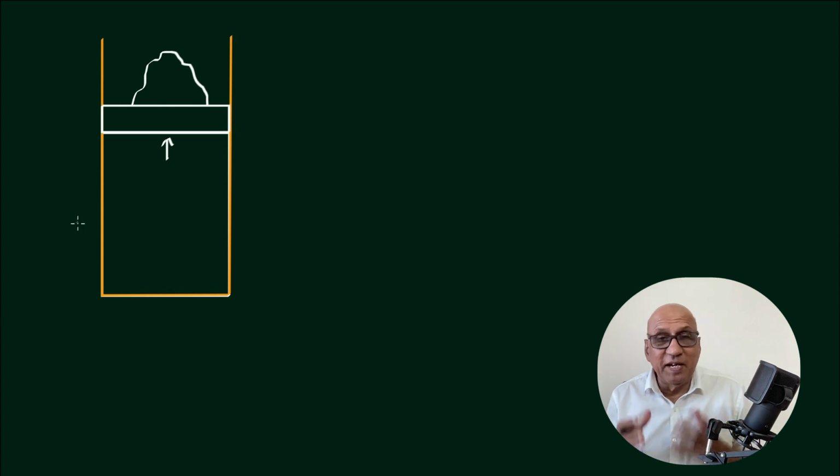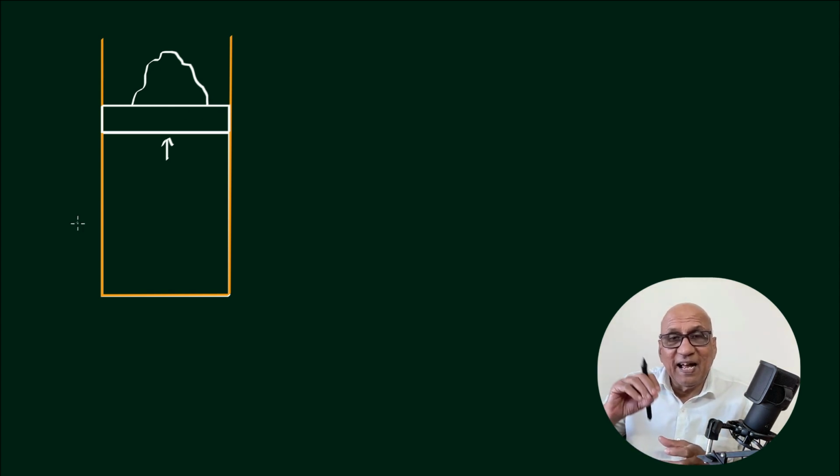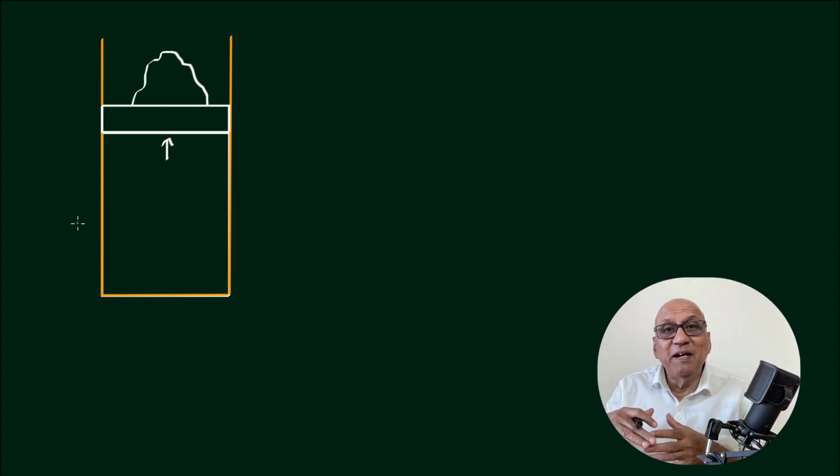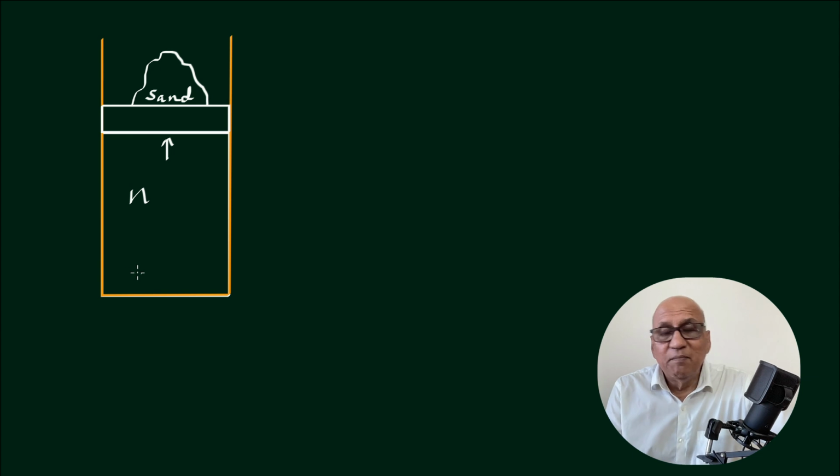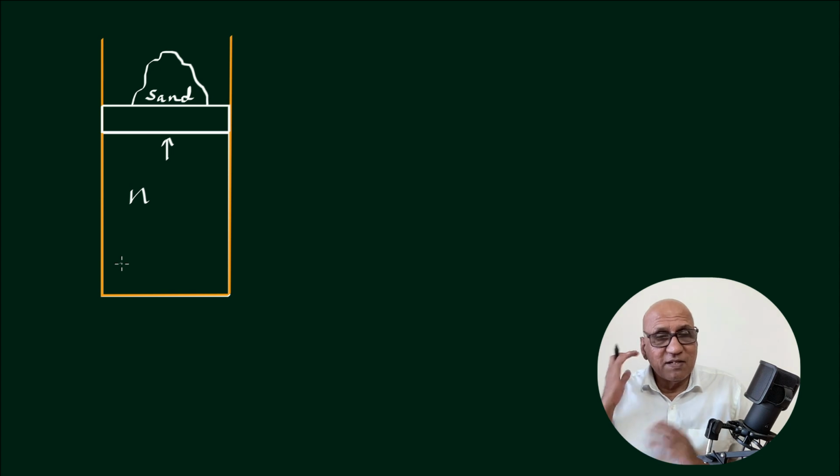Now I could put some weights on top of the piston, but the whole idea of putting sand is that I can add sand in small amounts and remove sand in very small amounts, thereby changing the weight on the piston by very small amounts. So now let's say we have n moles of a certain gas. Maybe it's oxygen, or it may be helium, a monoatomic gas, or it may be methane, a polyatomic gas, whatever.